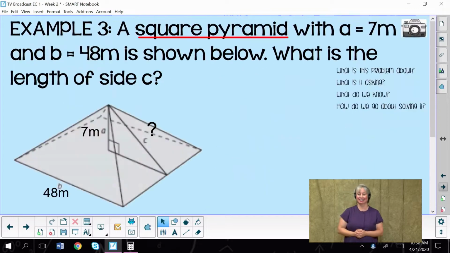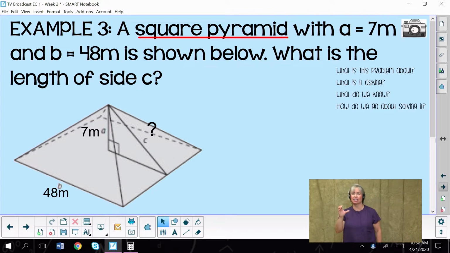Okay, next example. This is a square pyramid. I've never seen a live pyramid, but I would like to see one day an actual pyramid. But this is a square pyramid with A equaling 7 meters and B equals 48 meters, as shown below. What is the length of side C?